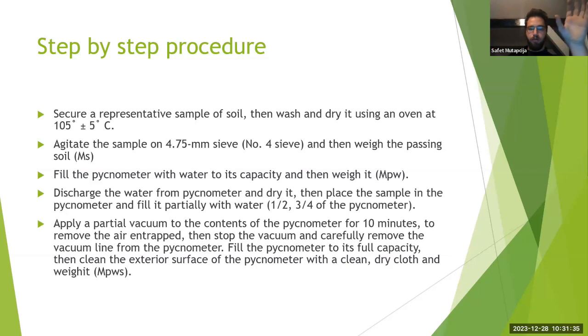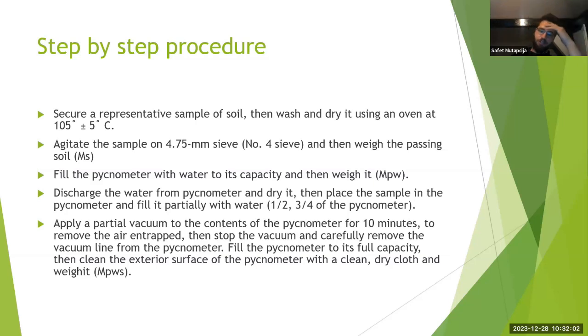Then you're going to stop the vacuum and carefully remove the vacuum line from the pycnometer. Fill the pycnometer to its full capacity. Then clean the exterior surface of the pycnometer with a clean dry cloth, and you're going to weigh it again. This is the part where the European one is different from the American, at least the German one.